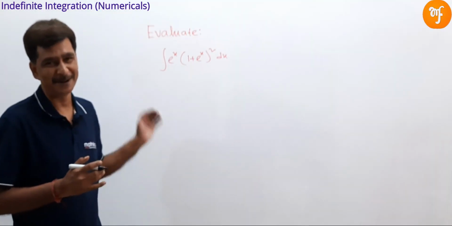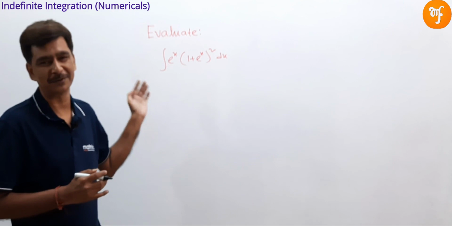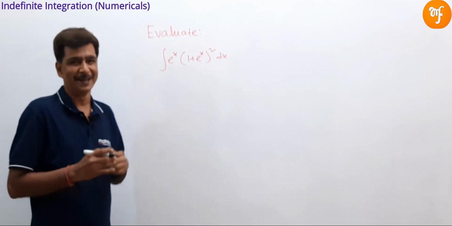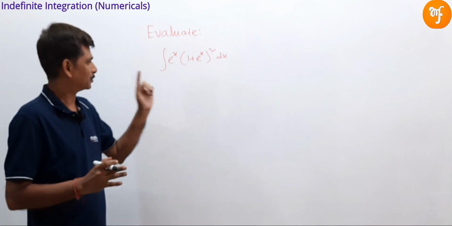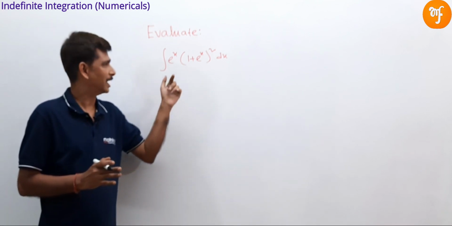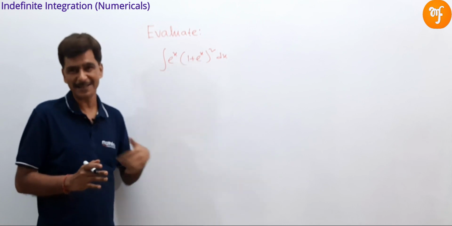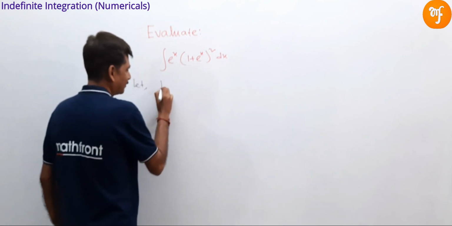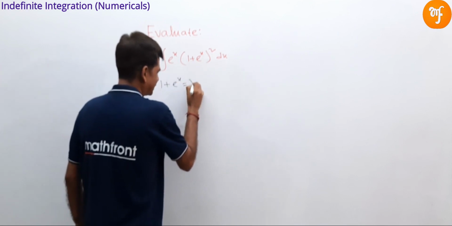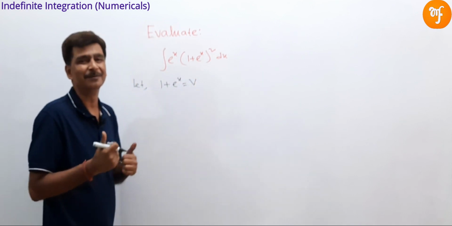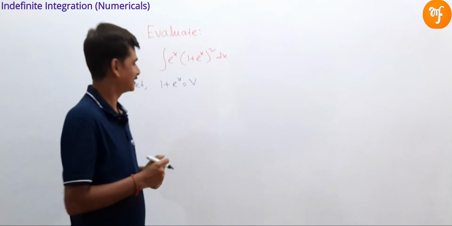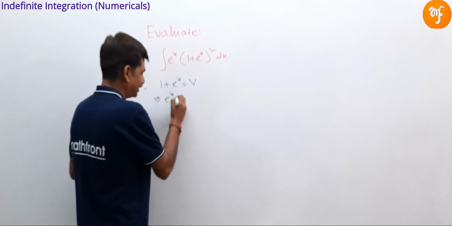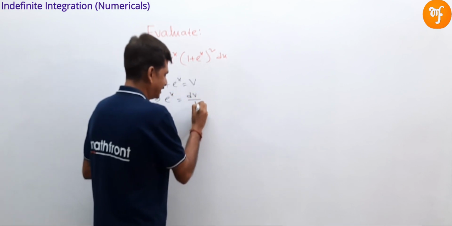So friends, come to another question, that is the integration of e to the power x into (1 plus e to the power x) whole square dx. It is a very easy question. To solve this numerical, first of all, we will assume this 1 plus e to the power x as v. So let 1 plus e to the power x is equal to v. Now differentiating both sides with respect to x, d/dx of 1 plus e to the power x is e to the power x. This is equal to dv by dx.